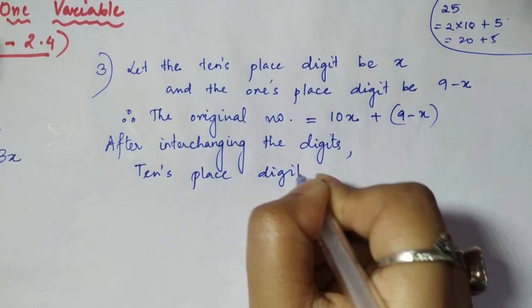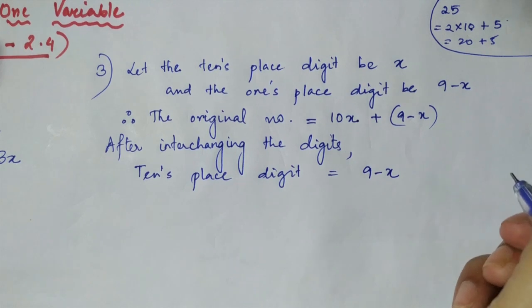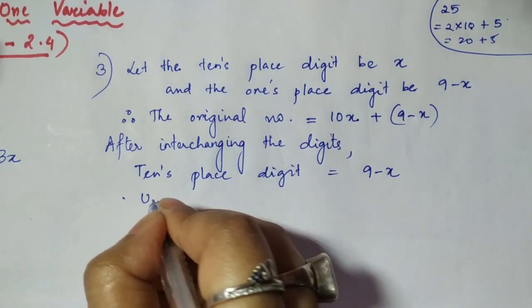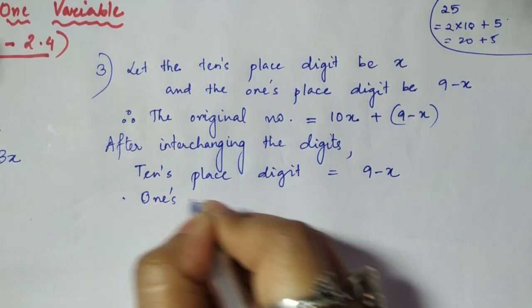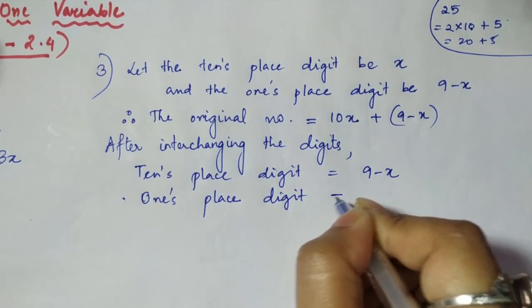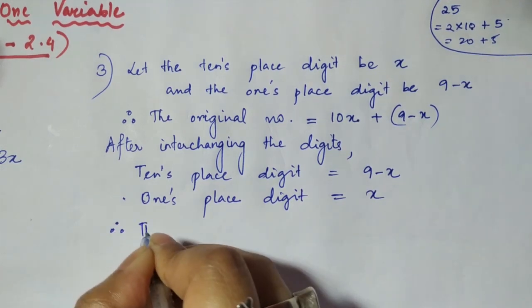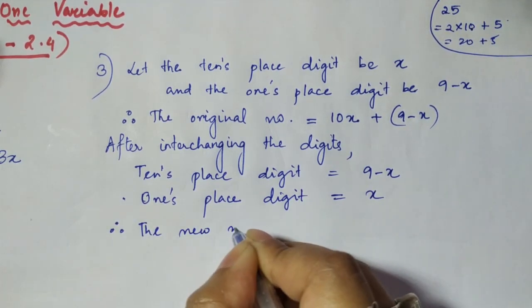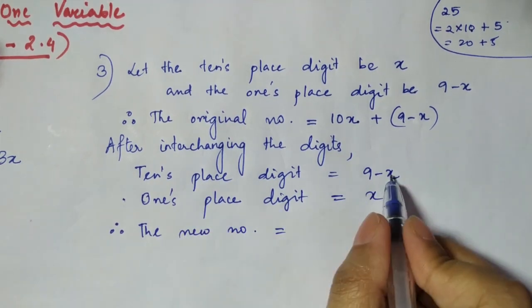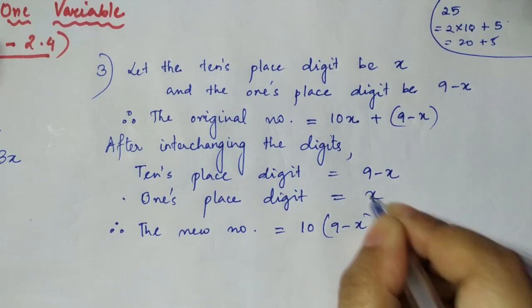So after interchanging the digits, the tens place digit will change to this. It will become the tens place now: 9 minus x. And the ones place or units place digit will be the x. So what will the new number look like now? The new number formed is equal to, see, this is the tens place, right? So 10 into 9 minus x plus this is the ones place.